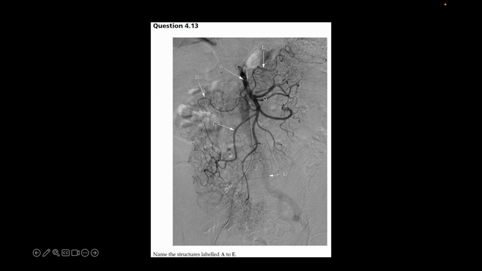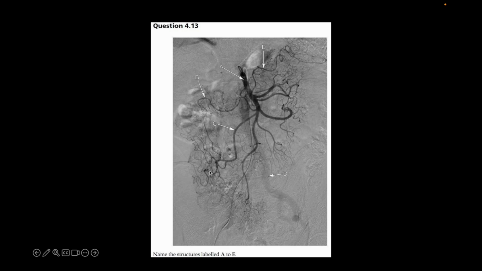Remember, the SMA is supplying things on the left, things on the right, and so that's why it's got branches bilaterally. Whereas the IMA is mainly the stuff in the left lower quadrant, right? So SMA, B is the right colic artery going towards the right colon. C is the ileocolic artery going towards the ileum and cecum.